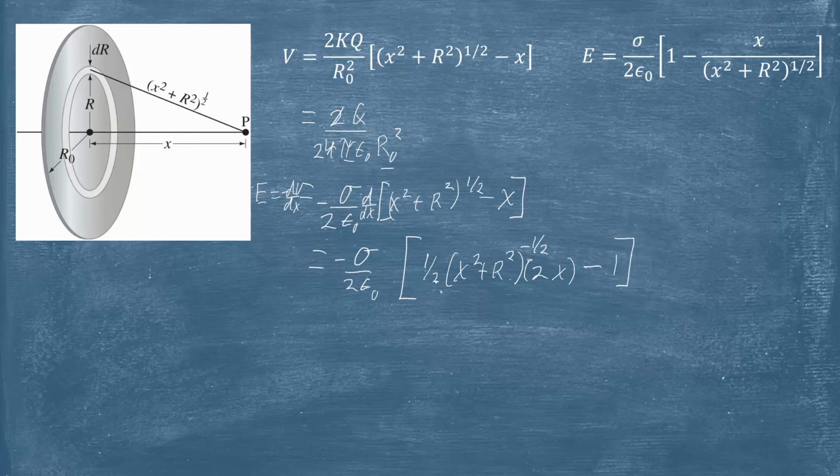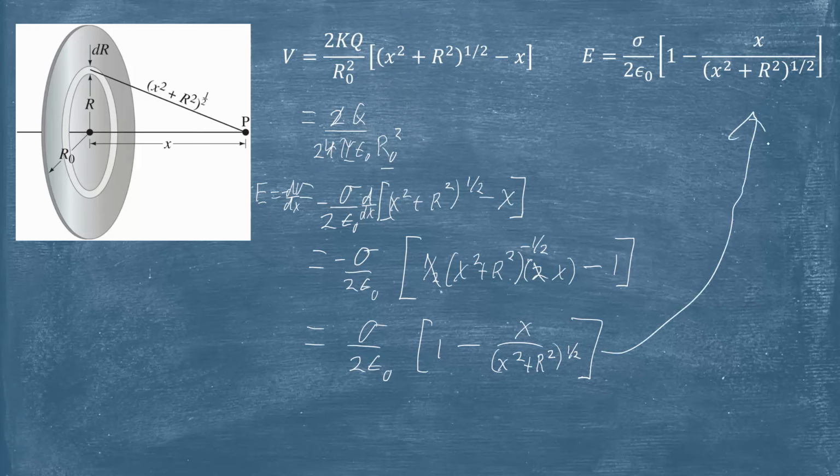And then if I get rid of that and distribute this negative through, then guess what we're going to get? Yes, the right answer. So that negative 1 becomes a positive 1, then I end up subtracting this thing. I've got an x up top, I'm going to put that in the bottom, and voila, we have our nice, wonderful expression for the electric field due to a disk of charge.